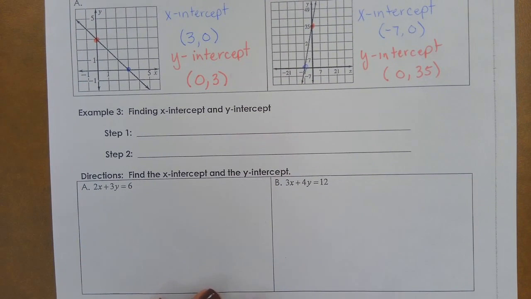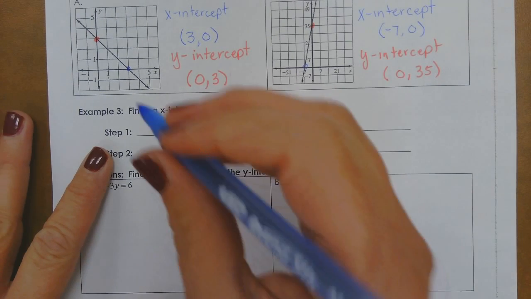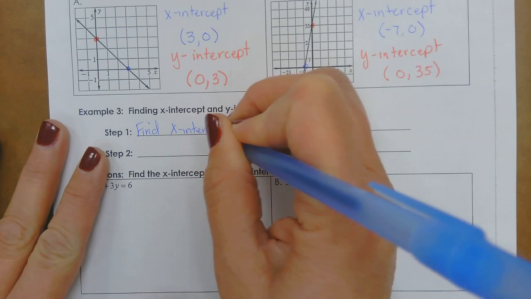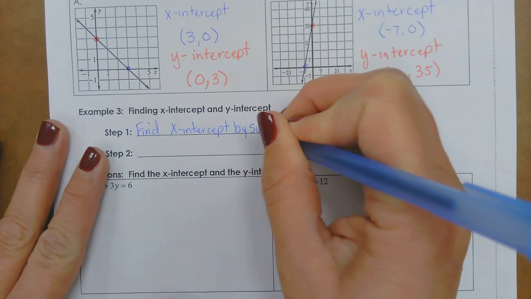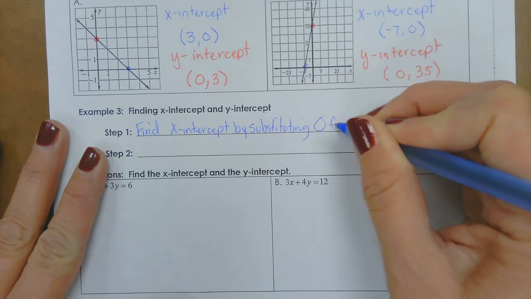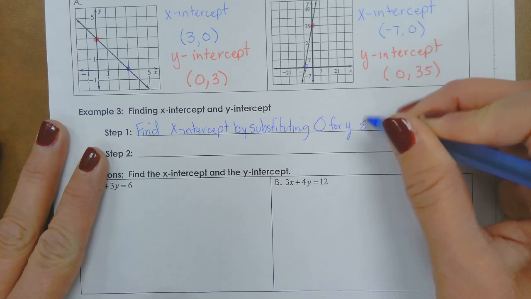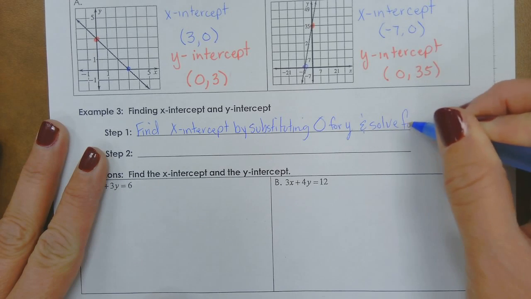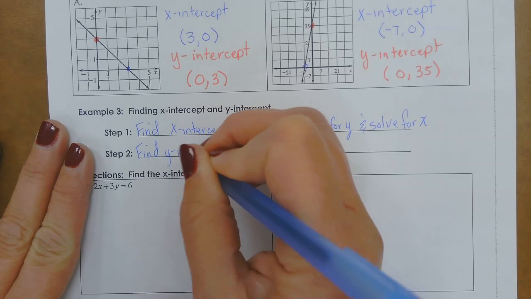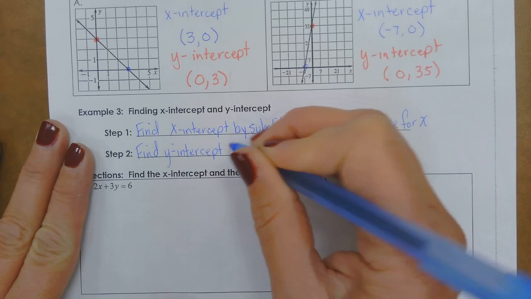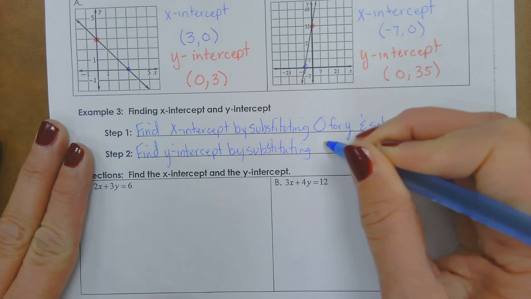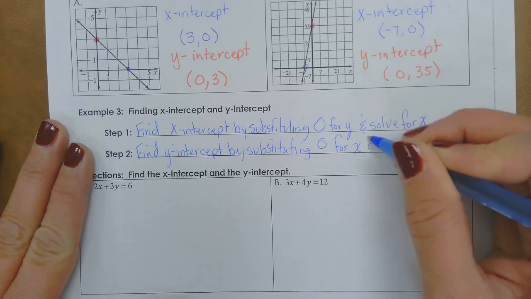Finding x-intercept and y-intercept. The steps: first of all, find the x-intercept by substituting 0 for y and solve for x. And then step 2 is to find the y-intercept by substituting 0 for x and solve for y.